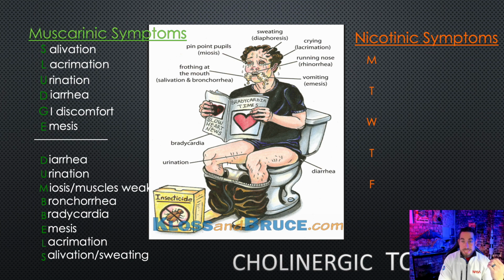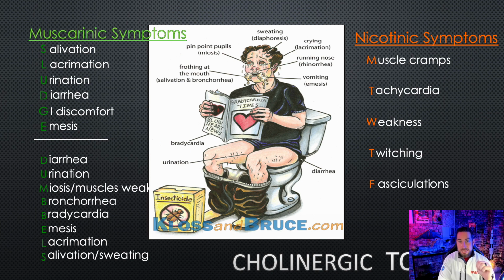You can also experience nicotinic symptoms. Your muscarinic receptors have to do with kind of the wetness that's going on in the body. And then you have your nicotinic symptoms, or if you remember the days of the week: muscle cramps, tachycardia, weakness, twitching, and fasciculations. So these nicotinic symptoms tend to be more muscular symptoms.